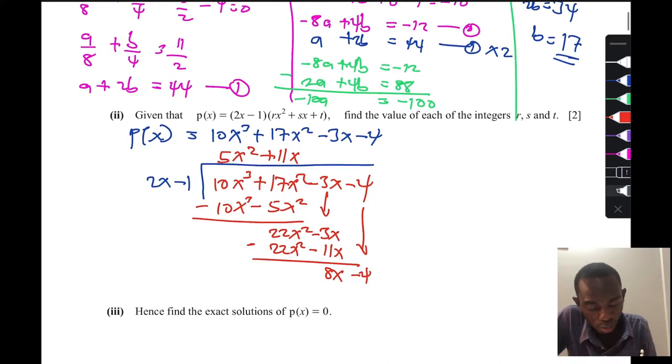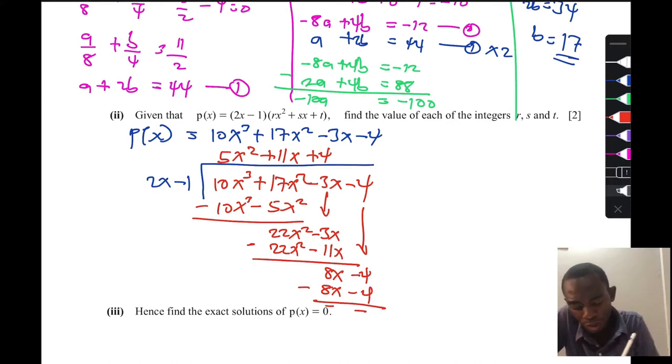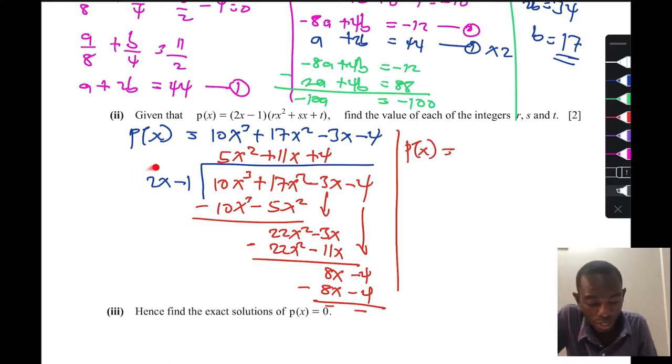So 2x will go into 8x 4 times. So that will give you 8x minus 4. You subtract, that is 0. So that means that this polynomial, that is p of x, could be written as the product of 2x minus 1 and then the answer you got here.